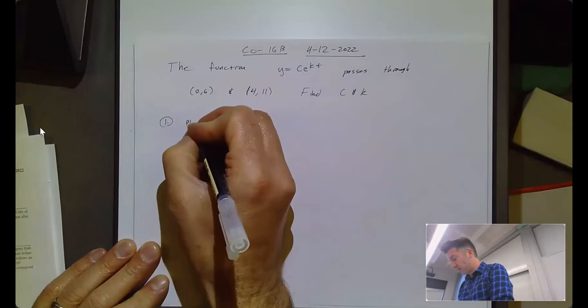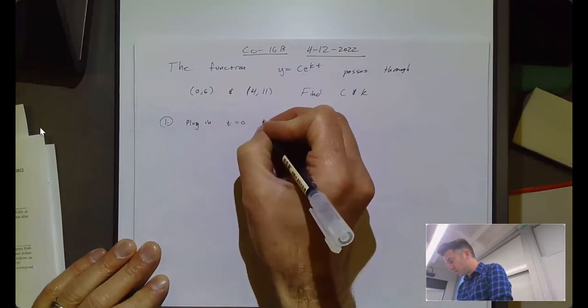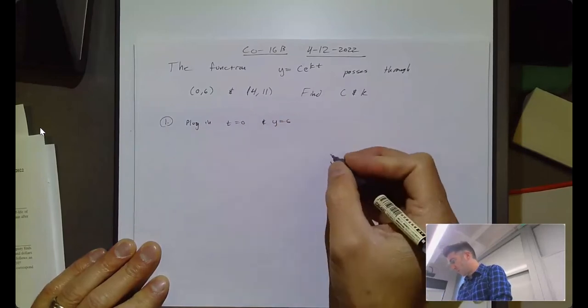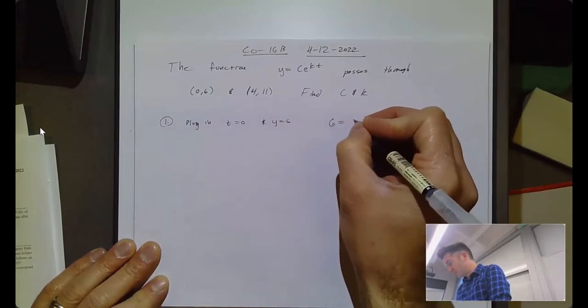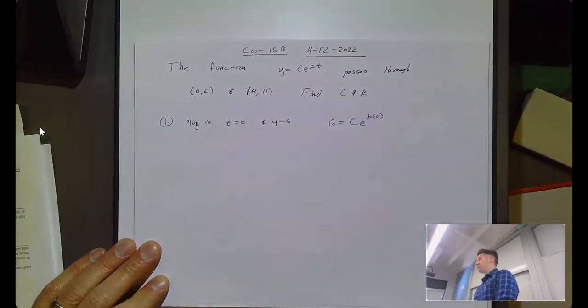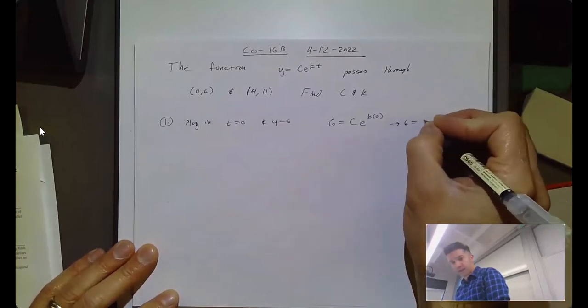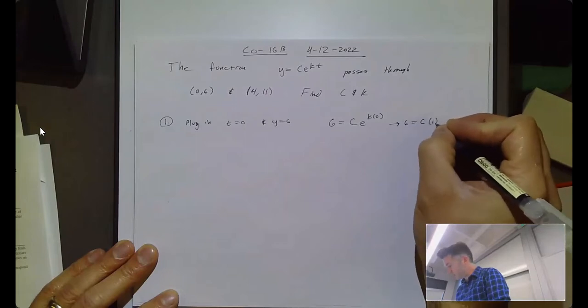So we're going to plug in t equals 0 and y equals 6. And we're going to get 6 equal to c e to the k times 0, which is great because k times 0 is 0, e to the 0 is 1, and we're going to end up getting 6 equal to c times 1, or c equal to 6.